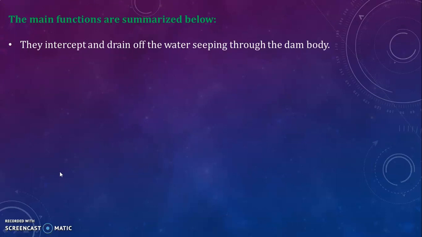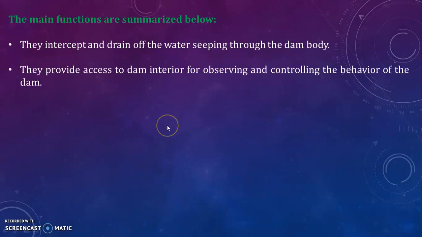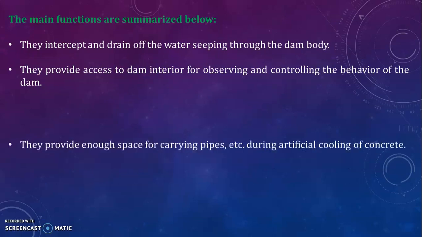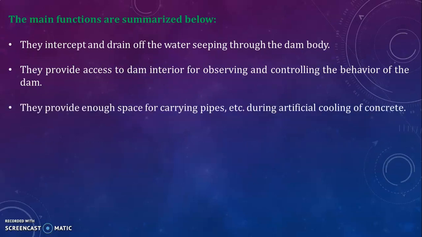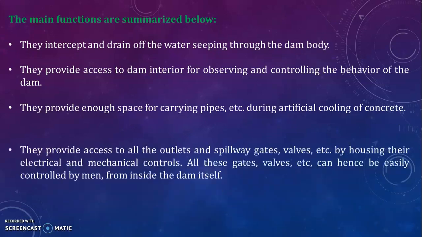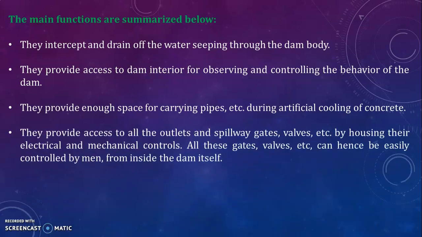So some of the main functions can be summarized as follows. They intercept and drain off the water seeping through the dam body. They provide access to the dam interior for observing and controlling the behavior of the dam. They provide enough space for carrying pipes, etc. during artificial cooling of concrete. They provide access to all the outlets and spillway gates, valves, etc. by housing their electrical and mechanical controls.